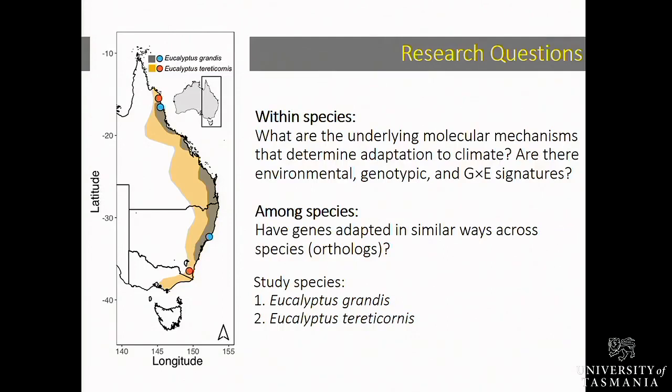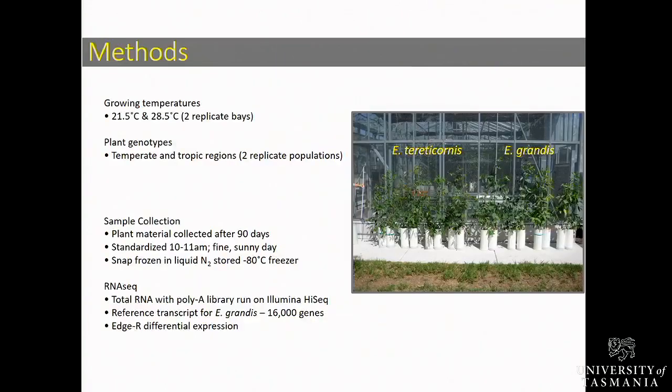For the within species questions, are there going to be similar differential expression among genotypes? And is there going to be an environmental signature? Is there going to be a genotypic signature or genotype by environment signature? Now, among species, I think this is where I start to get excited, where you can start looking at orthologs and see if those orthologs have changed or remain the same in terms of expression. And so hopefully I'll walk you through this experiment, and you'll be as convinced as I am.